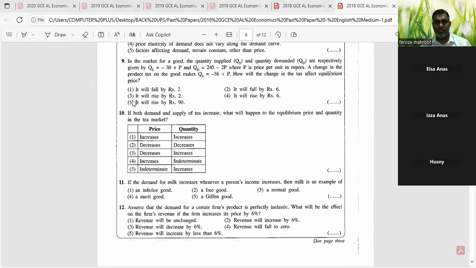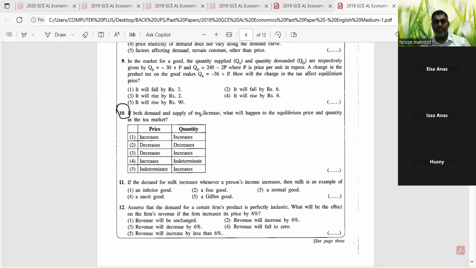Now I am showing you a sample from a past paper. This is the 2018 paper, question number 10. If both demand and supply of tea increase, what will happen to the equilibrium price and quantity in the tea market?